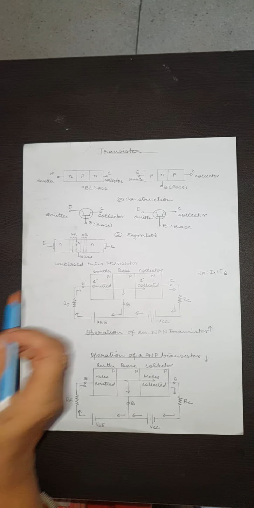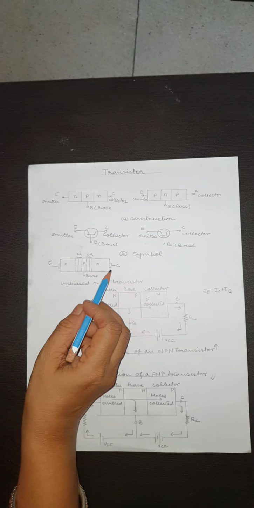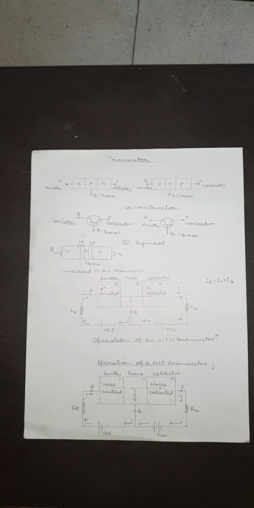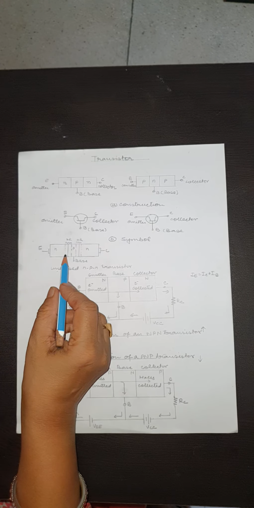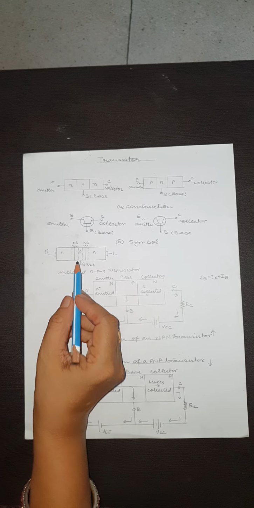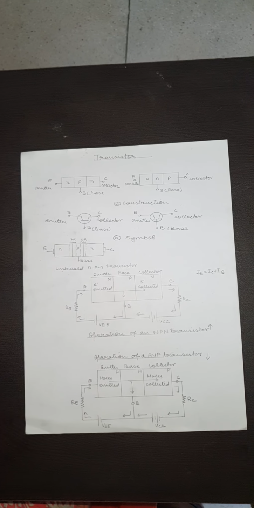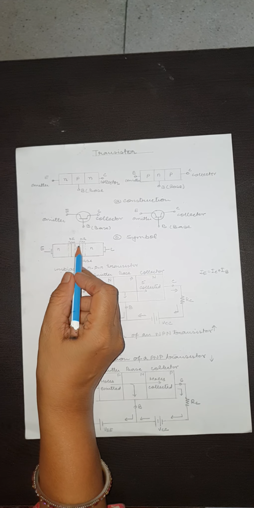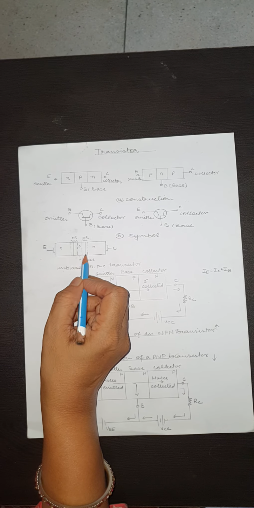For an unbiased transistor, no external power supply is applied to it. As a transistor is formed of two PN junctions, this figure shows the depletion region formed between base emitter junction and collector base junction.